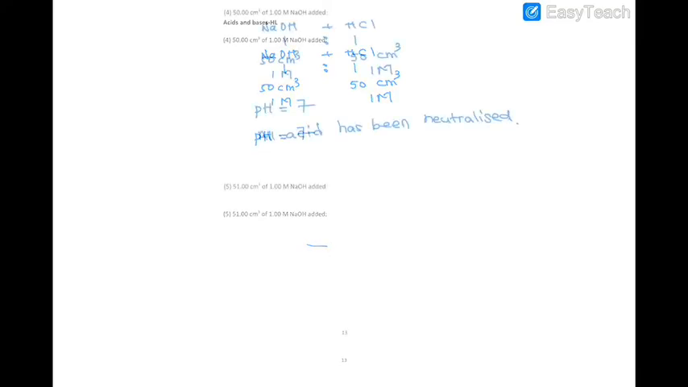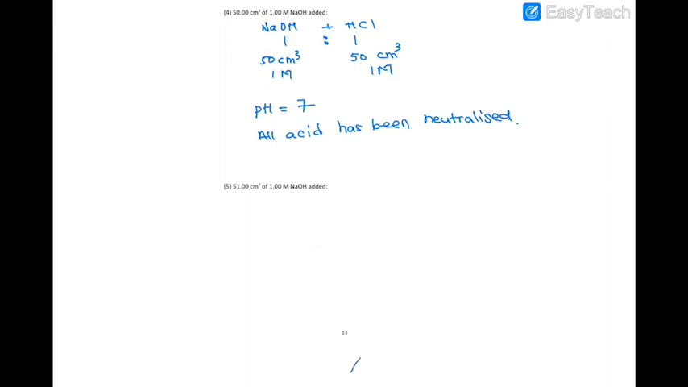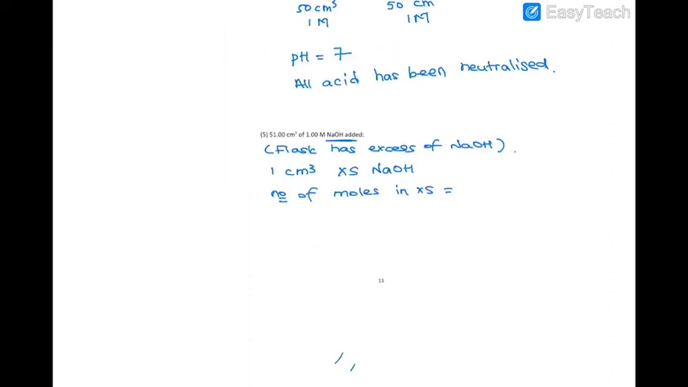So now once all the acid has been neutralized, because here we have NaOH and HCl, which are in the ratio 1:1, which means that equal volumes of equal molarity will neutralize each other. So all acid has been neutralized, so the pH is 7. Now if we add excess of NaOH, we continue the titration until we have excess of NaOH. So we have 1 cm³ of excess NaOH.